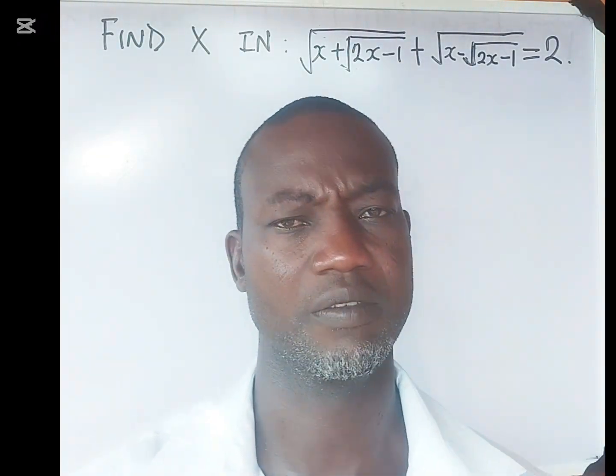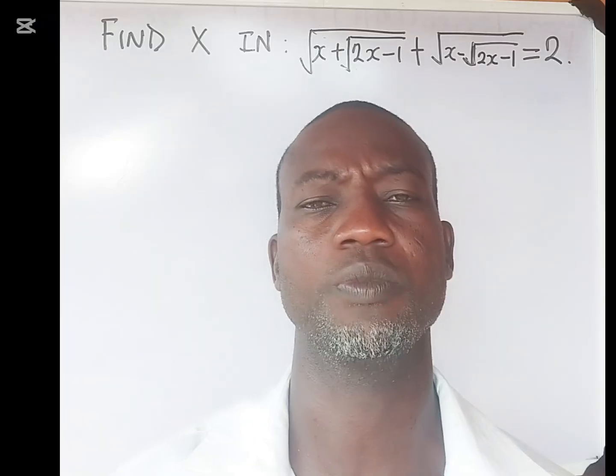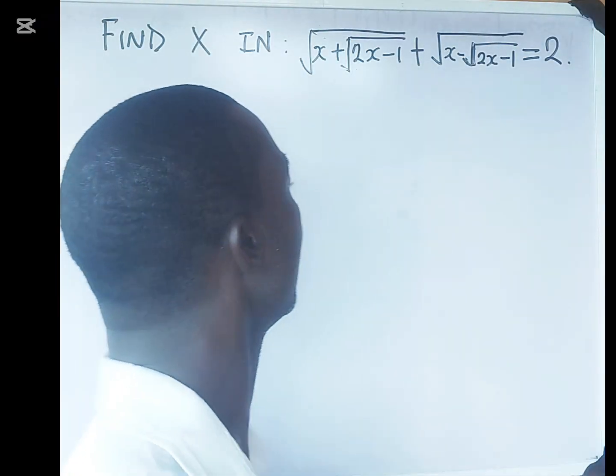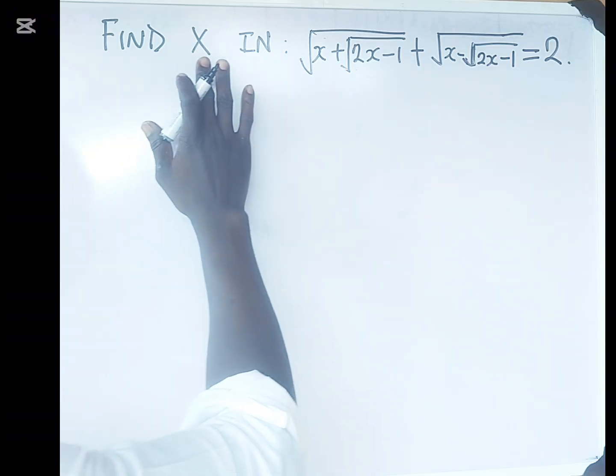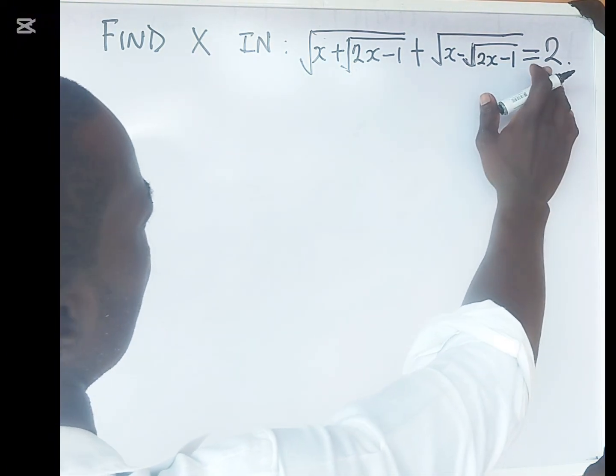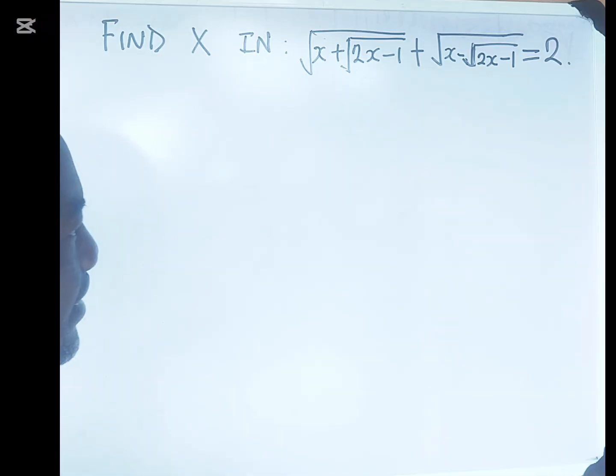We have a very interesting equation we are going to be solving in this episode. Let's go through it. We should find the value of x when this is added to this, we get 2. So we should get the value of x.